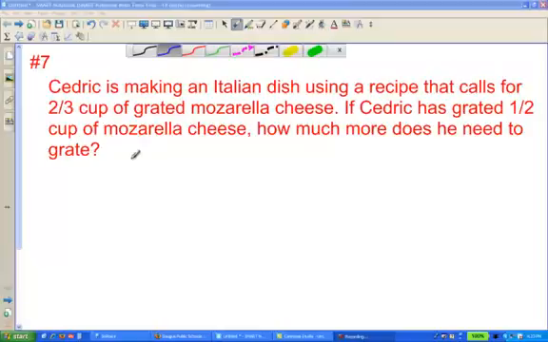I wanted to do 5 problems from your homework with you, and I hope you guys didn't get to number 7 in class. I hope I'm doing you a favor here by doing this one.